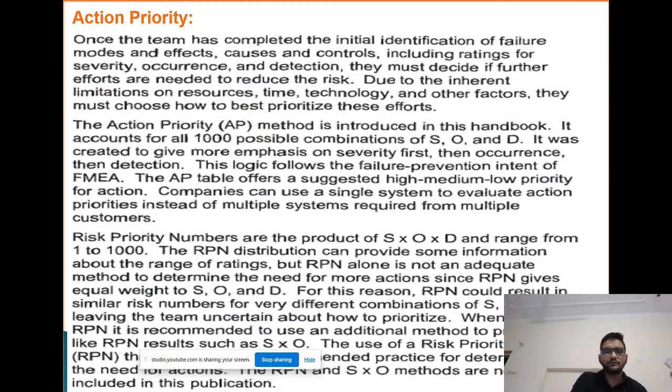It accounts for 1000 possible combinations of S, O, or D. It was created to give more emphasis on severity first, then occurrence, then detection. This logic follows the failure prevention intent of the FMEA. The action priority table offers suggested high, medium, low priority for action. Companies can use a single system to evaluate action priority instead of the multiple systems required.